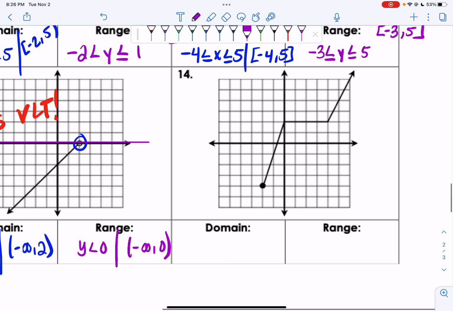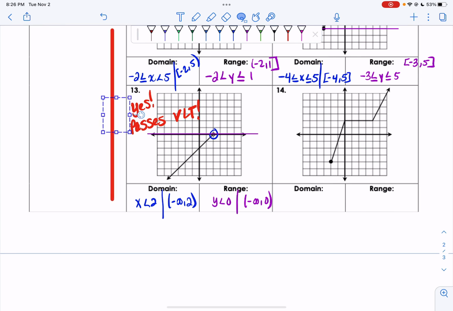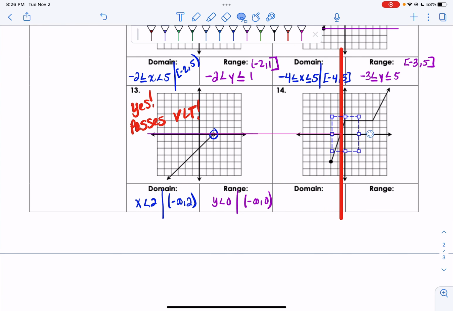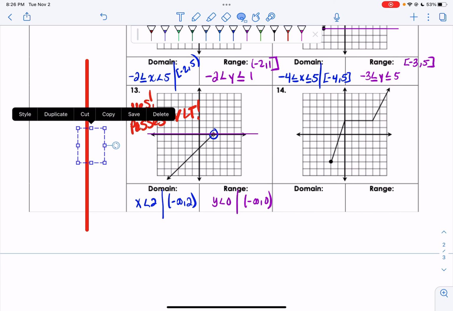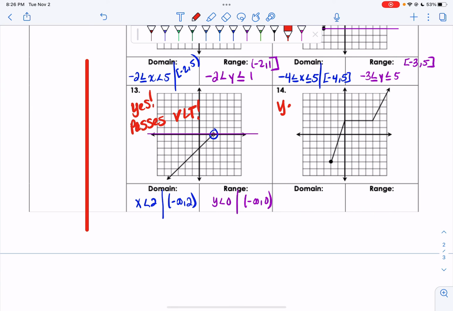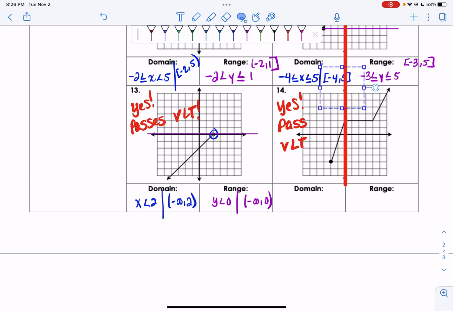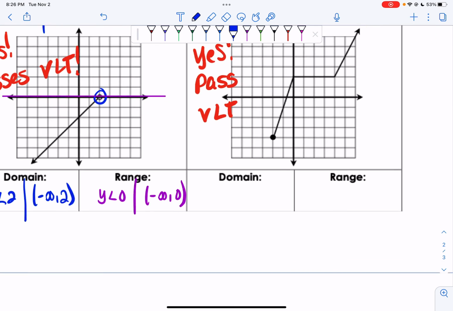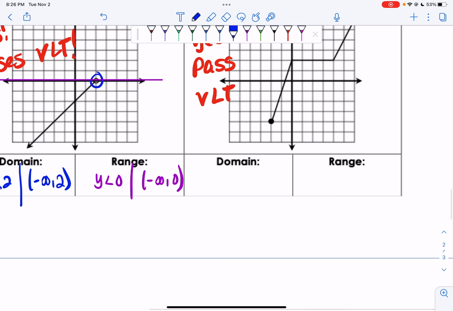Now, number 14. If I look, this is a function. My domain is how far to the left, how far to the right. Well, if you look, I go out 2, and I go all the way out forever and ever and ever. So my domain is x greater than or equal to negative 2, because this is a closed circle. Or negative 2 to infinity.